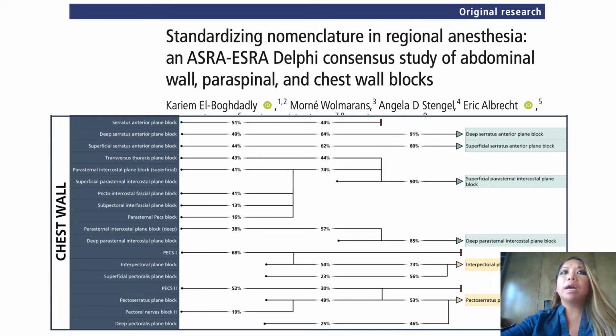As these fascial plane blocks are being discovered and evolving, there came a need for standardization of the nomenclature that's being used. So there was a first international consensus study comprised of 60 international experts who collaborated on coming up with the acceptable nomenclature for these blocks. And a change that you'll see over time is that what was initially called the PEX-1 block is now being more accurately described as an interpectoral plane block, and the PEX-2 block is now called the pectoserratus plane block.